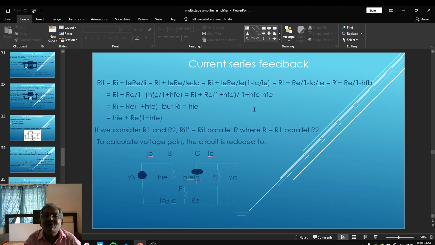Naturally, the term from the denominator goes to the numerator, and we can write Ri plus Re into 1 plus hfe upon 1 plus hfe minus hfe. Next step, hfe will cancel, and we can write Ri plus Re into 1 plus hfe. But Ri is equal to hie, that is input impedance. In terms of h parameter, we can write Rif is equal to hie plus Re into bracket 1 plus hfe. So this is the input resistance of amplifier in current series feedback after negative feedback has been applied.